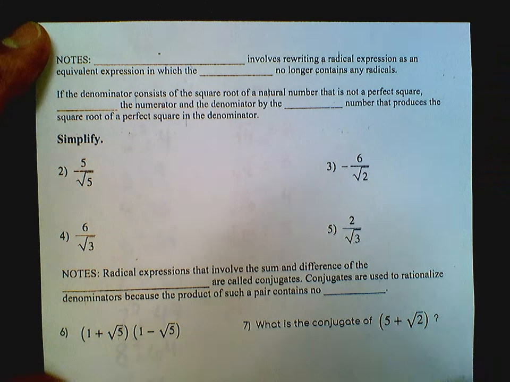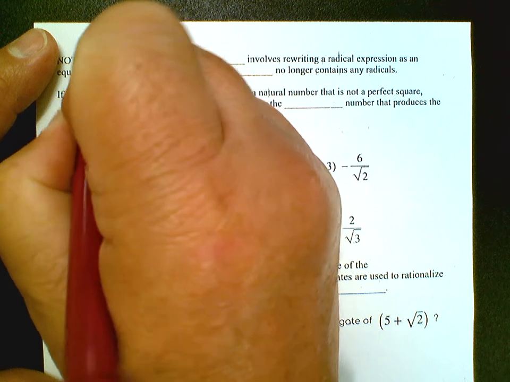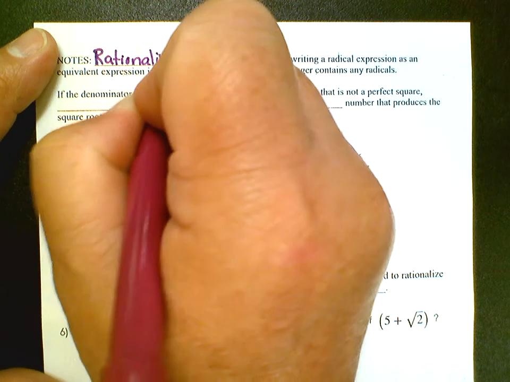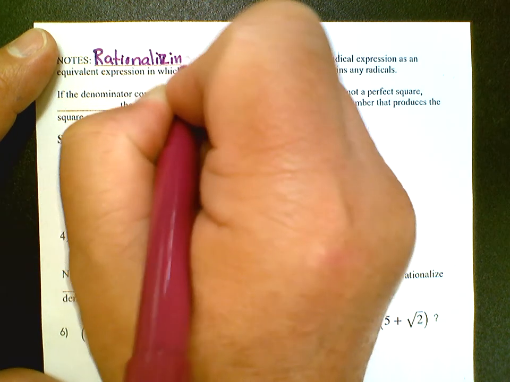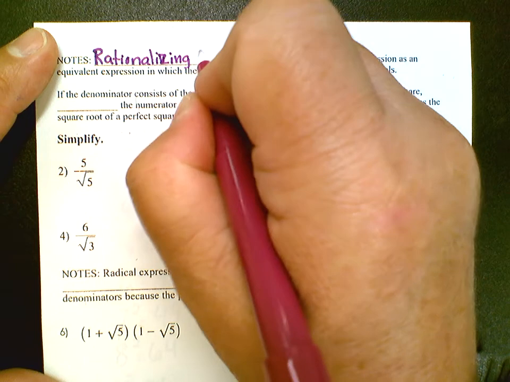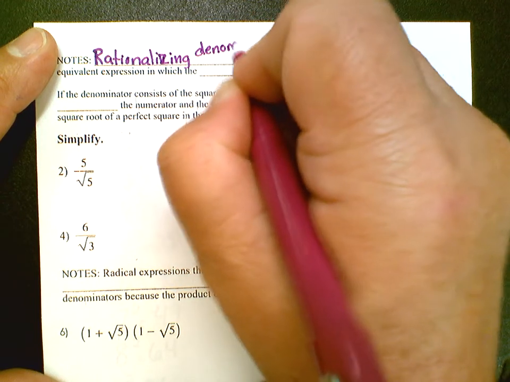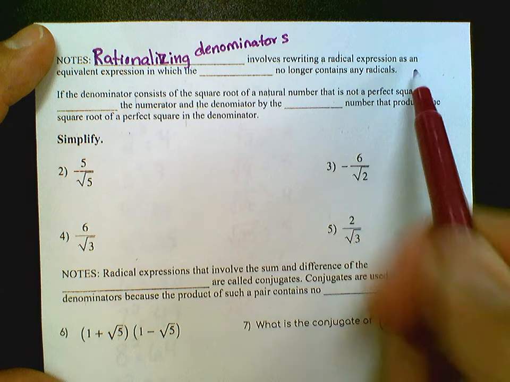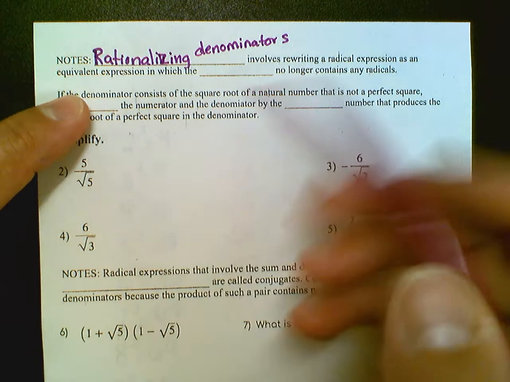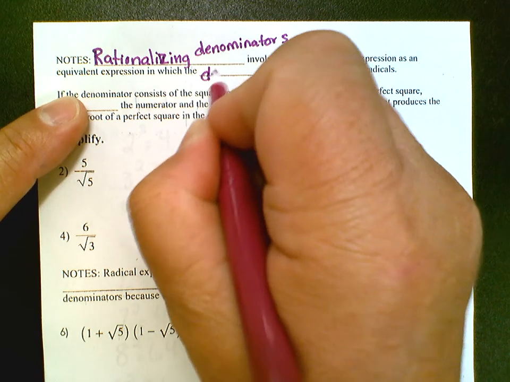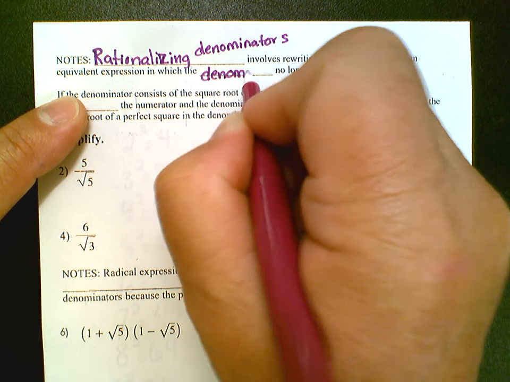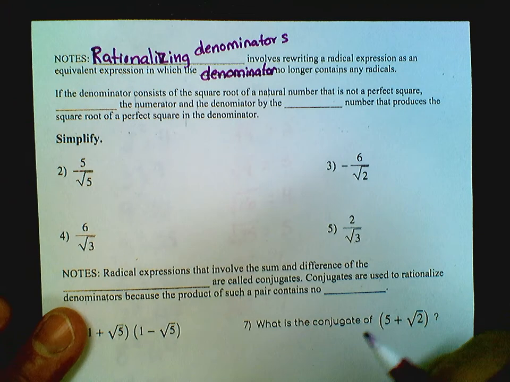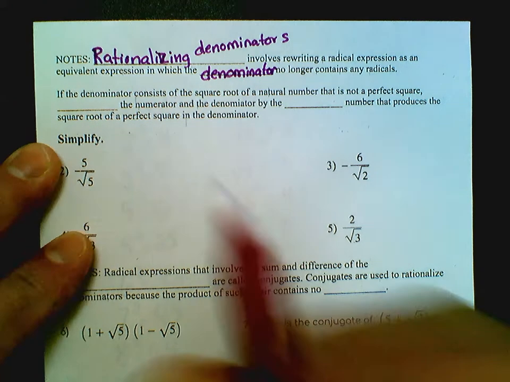All right, now we're going to rationalize the denominators. Rationalizing denominators involves rewriting a radical expression as an equivalent expression in which the denominator no longer has a radical in it. Just like we can't have a negative exponent, we cannot have a radical in the denominator.